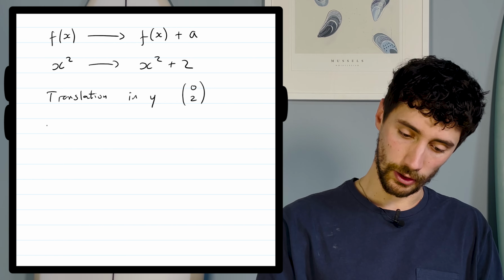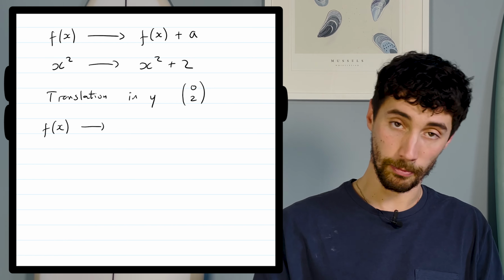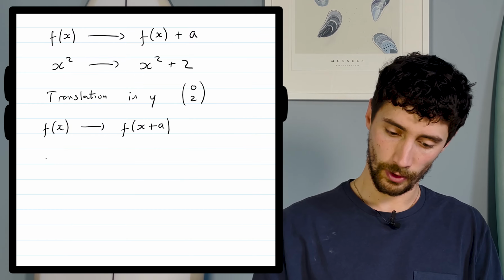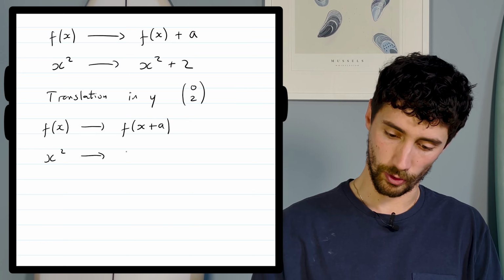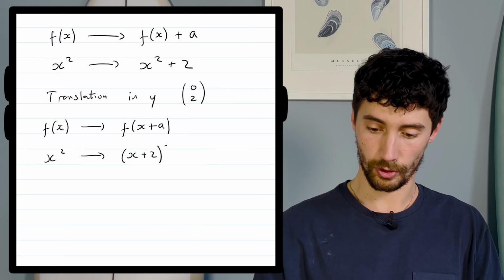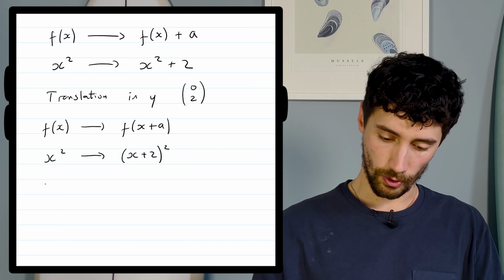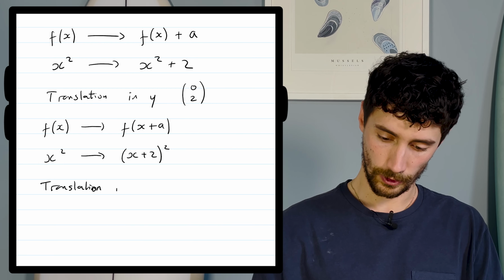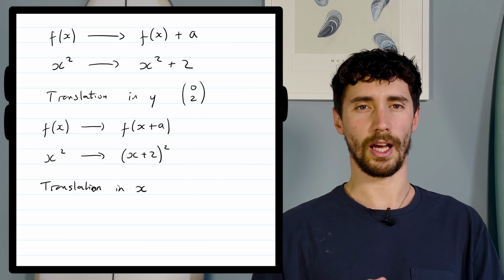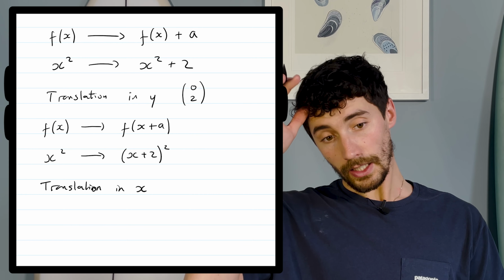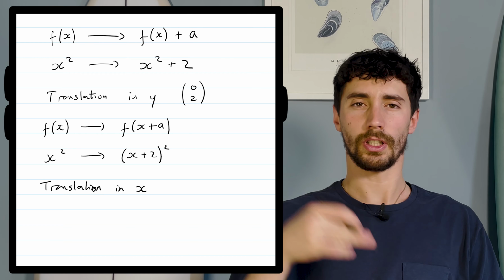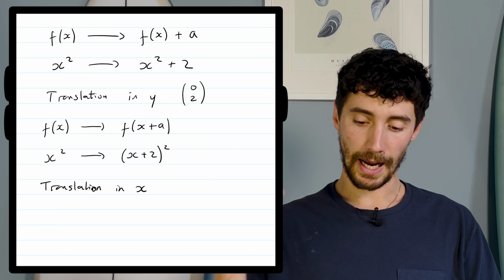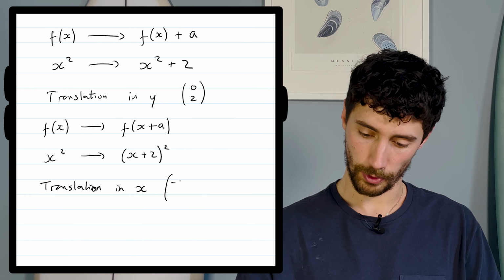If you were to change the input, so we now have f of x plus a, for example, x squared could go to x plus 2 squared. That is now a translation in the x direction. Does it go right? Does it go left? With x, it does the opposite of what you might think. So plot positive 2, you might be thinking, right, that moves to the right. But it actually moves left by 2.